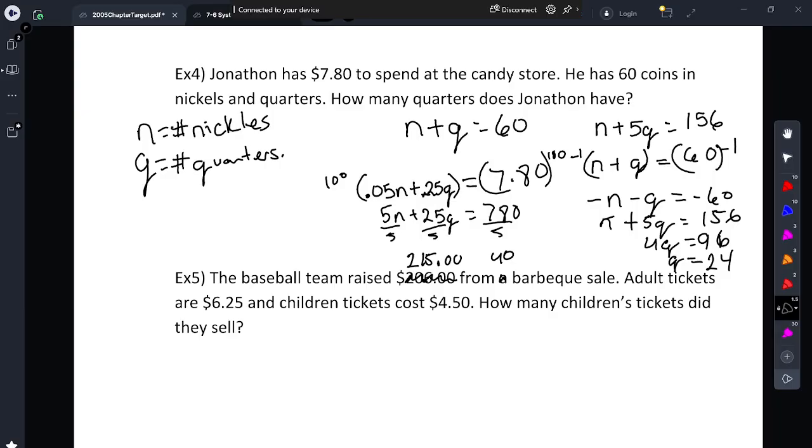Is that reasonable? Is 24 for Q reasonable? Yes. How many quarters? All right, so now we know 24 quarters. I'm going to write my answer now, yeah? 24 quarters. How many nickels?